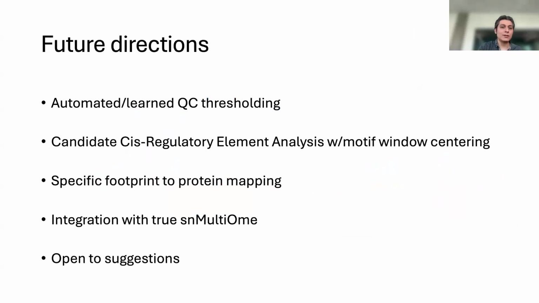A couple future directions here. Earlier, I said I felt like it was vibe thresholding because all you're doing is saying, I like the line when it's right here. I would prefer this be a little bit more either automated or objective. So I am interested in pursuing potentially an automated or a learned QC thresholding method. I do want to hone in on enhancer and TF motif window centering.